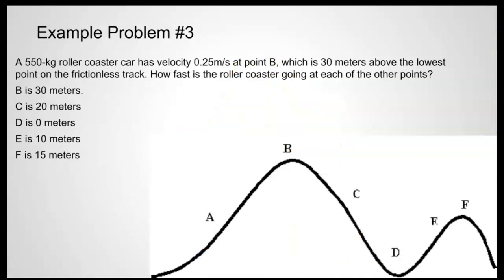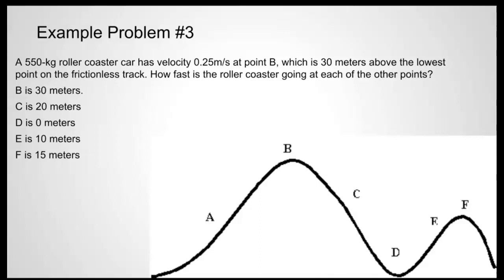This problem: a 550 kilogram roller coaster car has a velocity of 0.25 meters per second at point B. That's 30 meters above the lowest point on the frictionless track, and it's asking us how fast is the roller coaster going at each of the other points. I left off point A on here because that's the place where you would be doing your initial work to get the car up there.